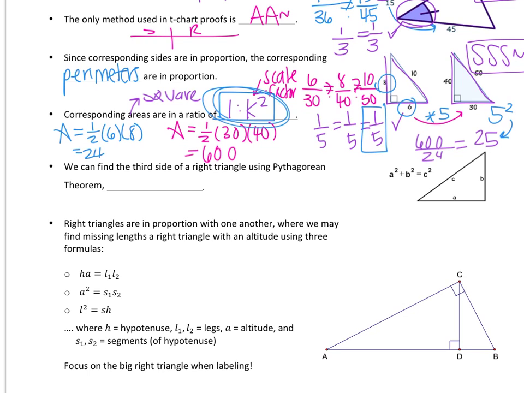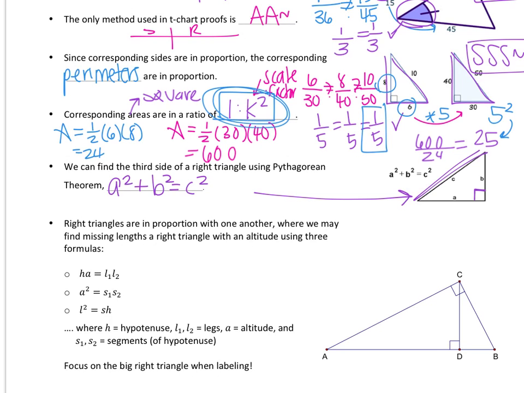The next bullet we have to talk about is finding the third side in a right triangle using the Pythagorean theorem, which of course is your a squared plus b squared equals c squared. And you can see the side lengths labeled over here, where c is always the hypotenuse. And here's my right angle, so I can identify c as the hypotenuse.